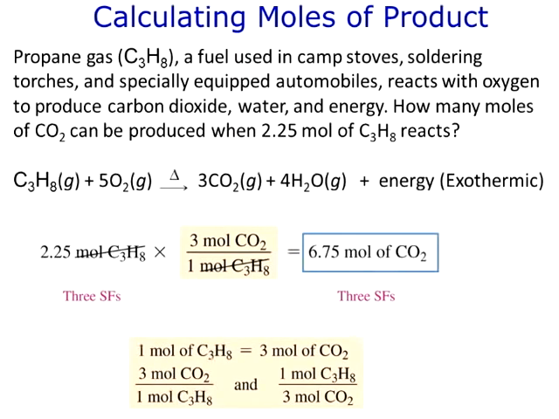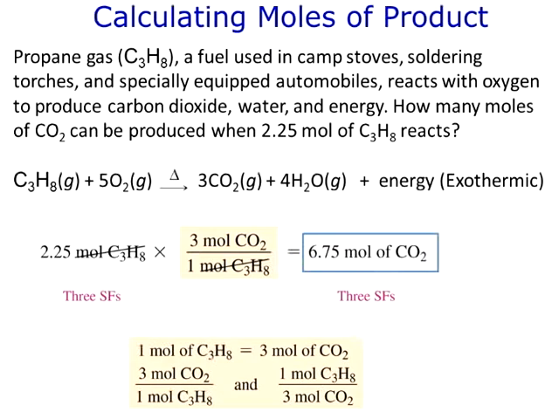Let's take another example. Propane gas, C3H8, is a fuel used for camp stoves, soldering torches, and special equipped automobiles, racing vehicles. It reacts with oxygen to produce carbon dioxide, water, and energy. In fact, it is an exothermic reaction. We know this because the energy is released and is written on the right side of the equation. So here's the question. How many moles of carbon dioxide can be produced when 2.25 mole of propane reacts?